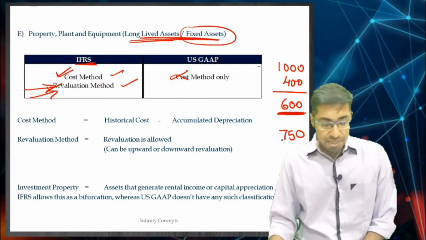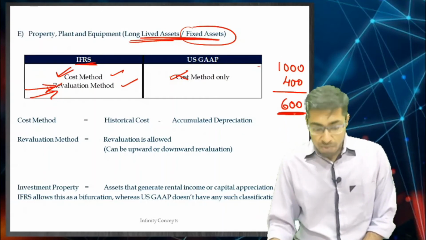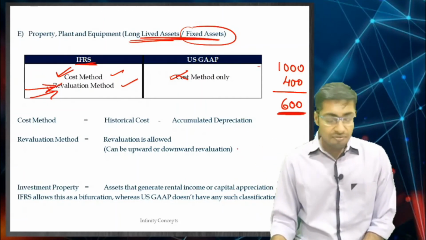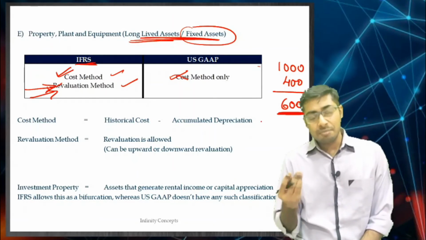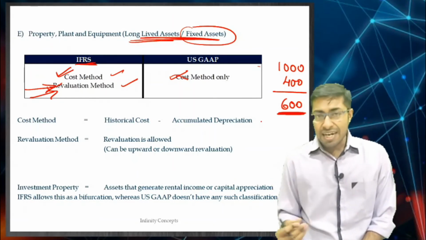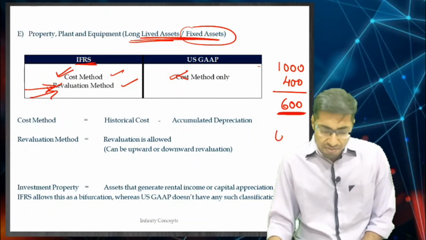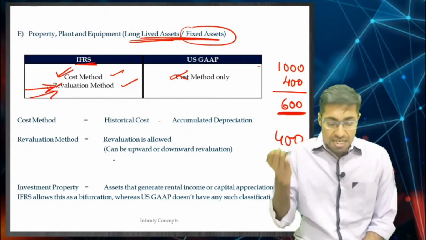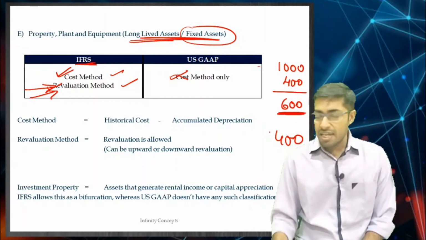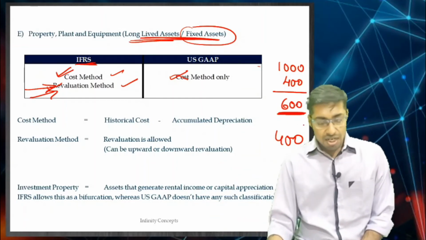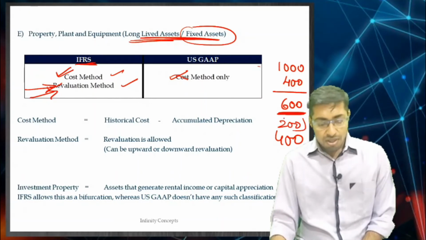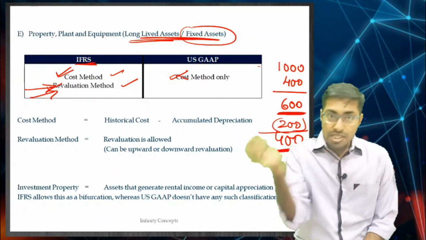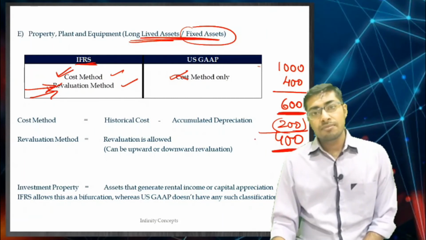Or say for example the value of this asset, even though in your books of accounts it is 600 by doing accumulated depreciation, one fine day you feel that this particular asset you will not be able to sell for 600, the value of this is only 400. You can revalue it downwards to 400, take another additional $200 write down and make this 400 in your balance sheet, which US GAAP is not going to allow, IFRS is going to allow.